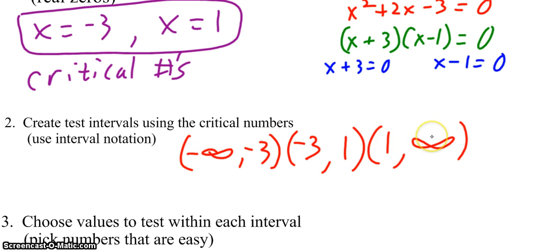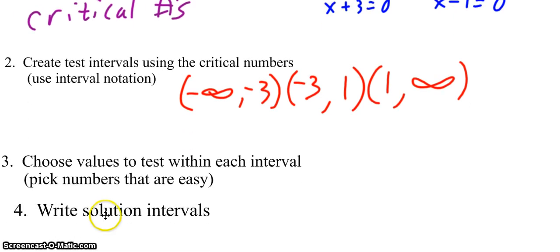So these are my test intervals. Notice we are using interval notation. It's very important that we understand interval notation. It always goes from lowest to highest. Parentheses means you do not include the number. A bracket would mean you include the number.